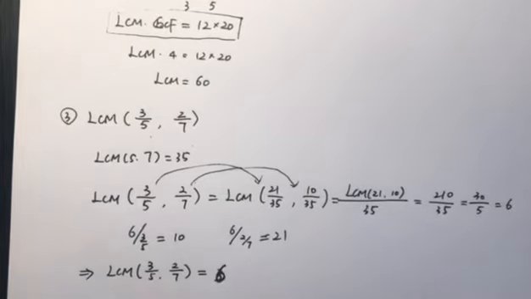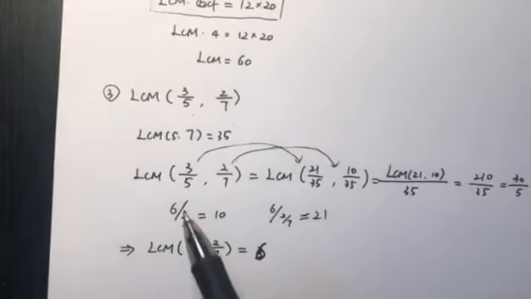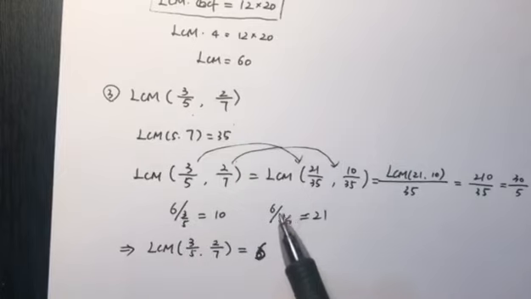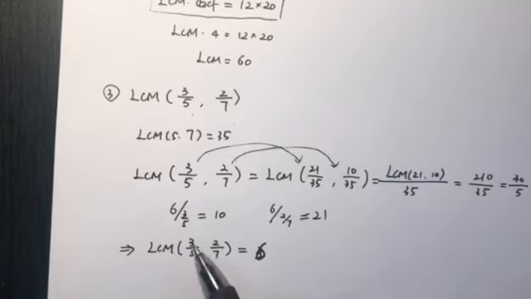Okay. Then you can double check. 6 divided by 3/5, you get 10. 6 divided by 2/7, you get 21. So that's why the LCM of 3/5 and 2/7 equals 6.